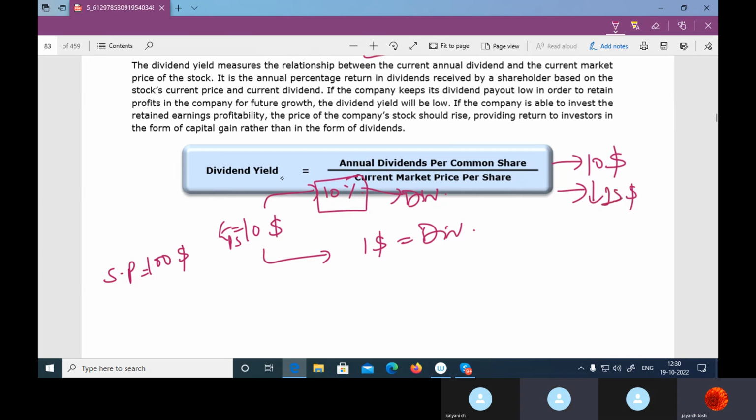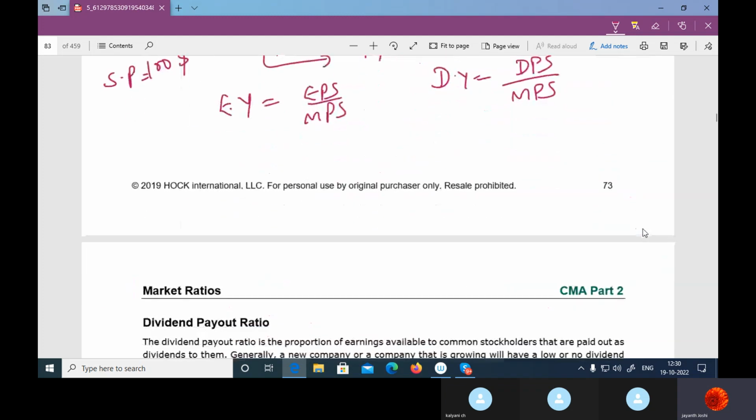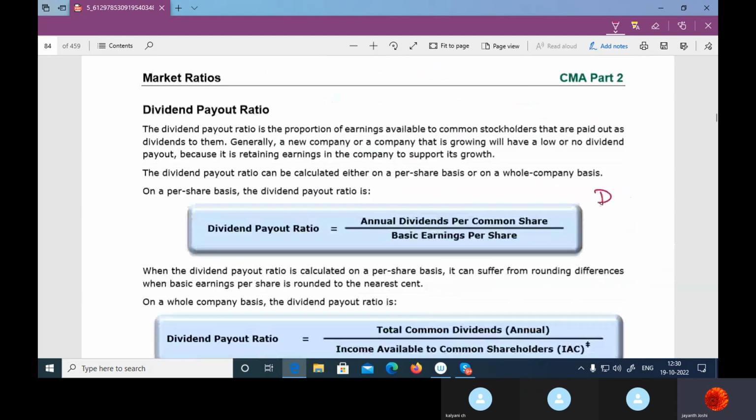So dividend yield is nothing but dividend per share by market price. See, earnings yield is EPS by market price, and dividend yield is DPS by market price. Now, dividend payout ratio is DPS by EPS, that also we will discuss. DPS by EPS. Why? Because $1 is what they have declared. See, 10% dividends they have declared, na? So $1 it is in monetary terms. $10 is your earnings. So what is your dividend payout ratio?